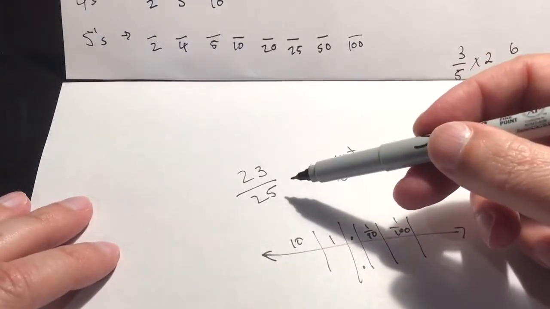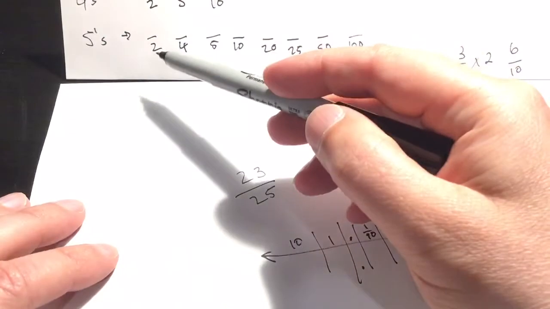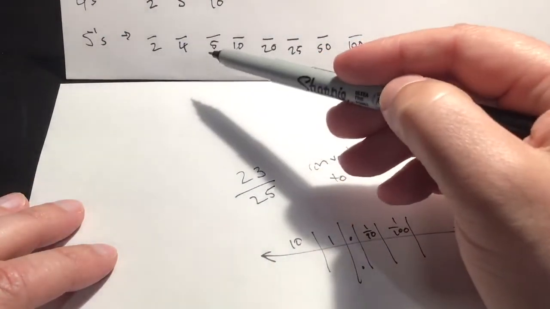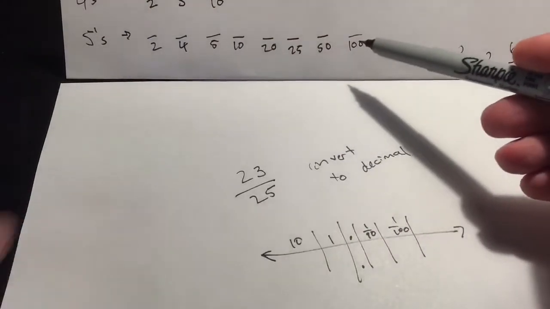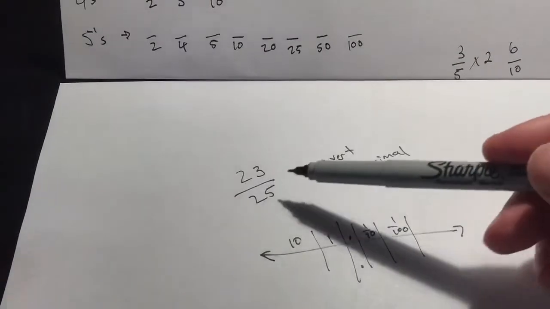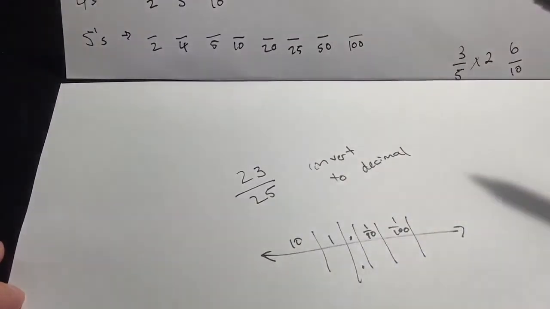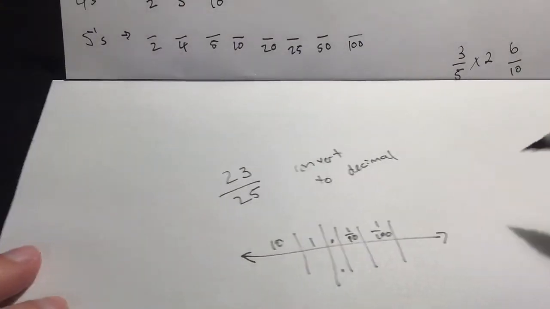Well, I can't make this into out of 10. By the way, some of these you can, right? For example, halves, fifths, tenths, 20ths, 50ths, hundredths. Those can maybe be converted to tenths, depending on what the numerator is. But this one can't. I can't turn that into 10 very easily, okay? So I've got this 23 on top, 25 on the bottom. I got to find some way to work with those.